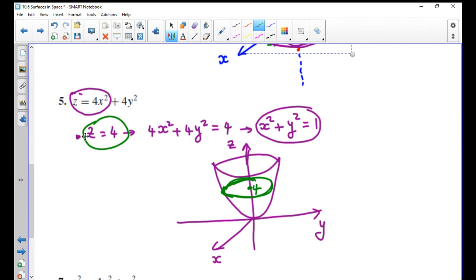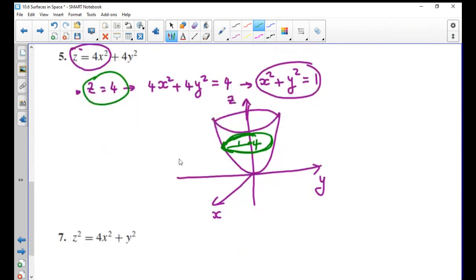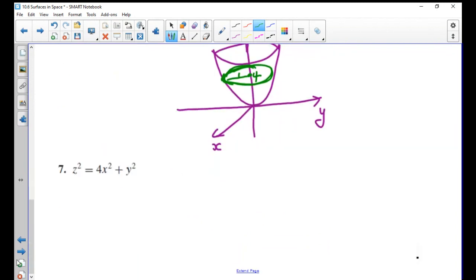It's still quite narrow, so it's not increasing very quickly. So at 4, the radius is 1. At 16, the radius becomes 2, etc. So the radius increases, but not in a great way. Here, at every z, if you fix a z, like 10, whatever, what shape is this equation?